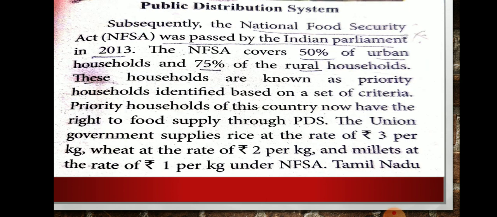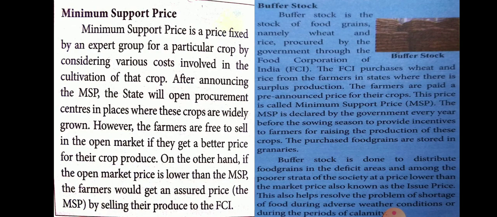Here you can see the percentage covered by the National Food Security Act. According to the Union government, rice is supplied at the rate of rupees 3 per kg, wheat at rupees 2 per kg, millets, and so on. It goes on in Tamil Nadu. Here is more information about buffer stock. What do you mean by buffer stock? It increases the stock during the seasonal harvest and also creates a normal stock for times of shortage. Stock is taken out from the godown and given to the markets when prices are high or low.